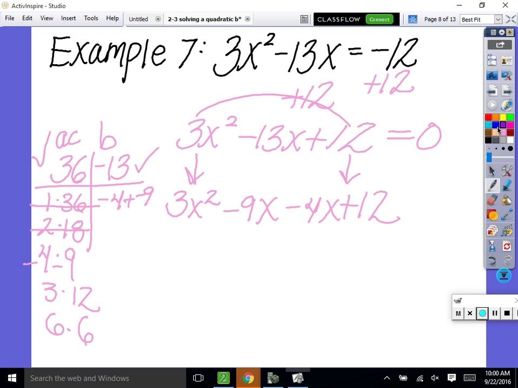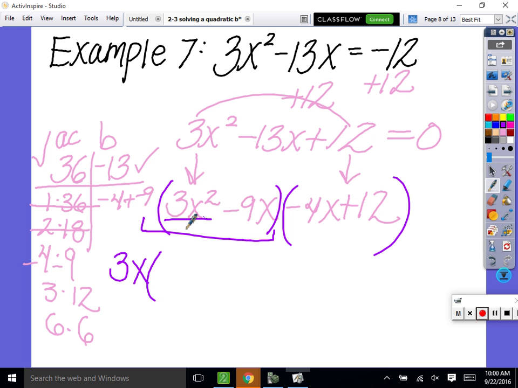So now we group the first two terms, we group the second two terms. The greatest thing in common here is 3x. Divide by 3x, divide by 3x. So then left would be x minus 3.